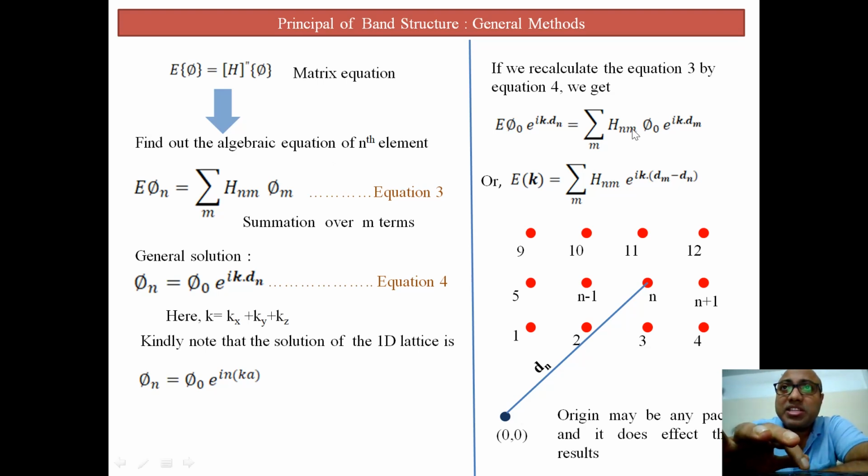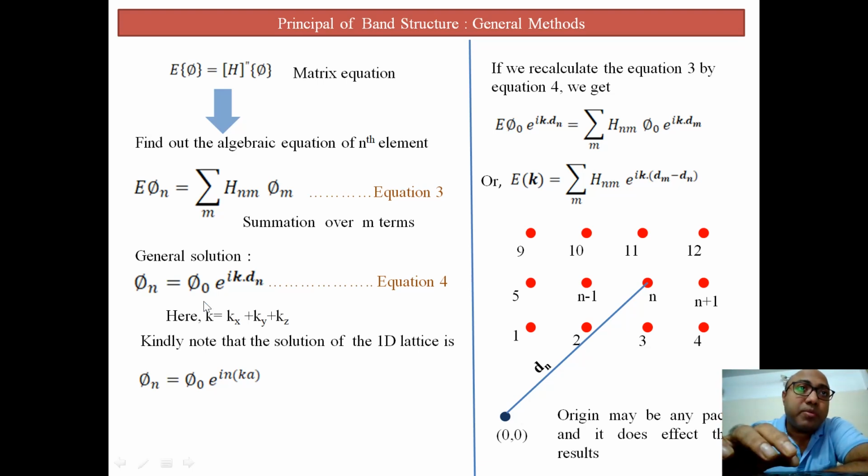So H n m is there, phi 0. Now here you see, this is a phi m component, so we have to replace n by m. You understand? If it is the nth component, it means phi 0 e to the power i k dn. If it is, suppose, the second component, phi 2, it means phi 2 is equal to phi 0 e to the power i k d2.